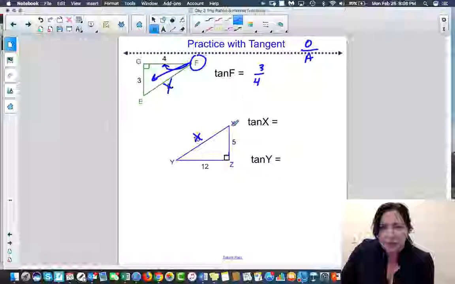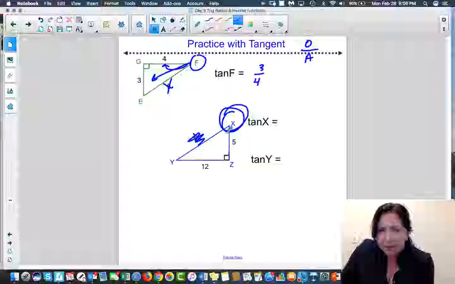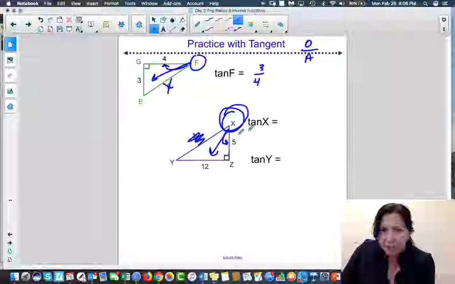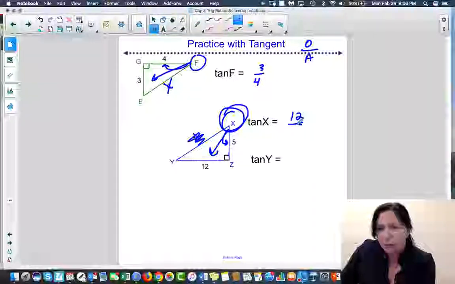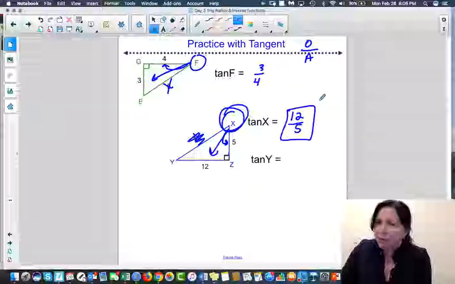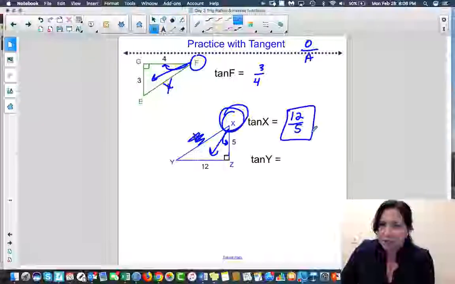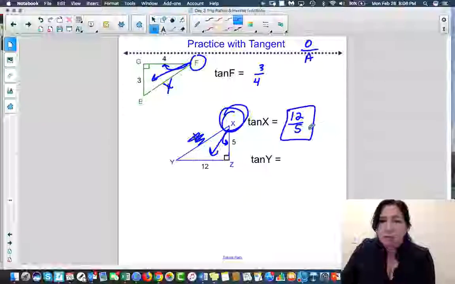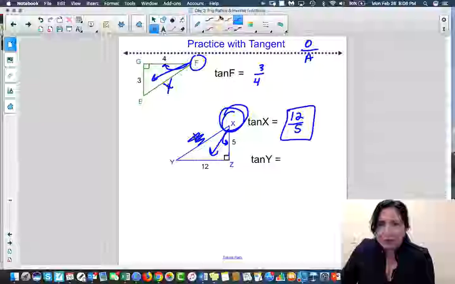Tangent of x, you're here at x, opposite over adjacent. So that's going to be 12 over 5. Please keep in mind that this is a ratio where you're comparing two sides. You are not going to reduce that into a mixed fraction, okay? Don't make that 2 2/5. Do not do that, okay?